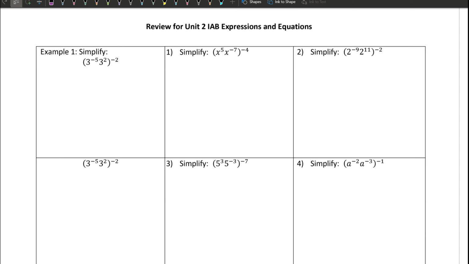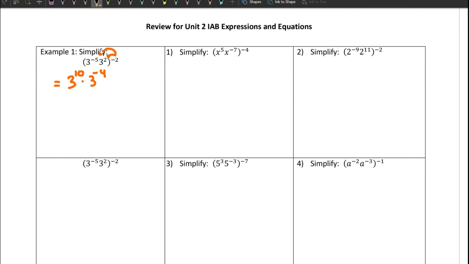Okay, example 1. So you have a problem: 3 raised to negative 5 times 3 to the second power, and the whole thing raised to the negative 2. We can solve this one by using the power rule, where you distribute the power to power, which means multiply. So you will have 3 to the negative 5 times negative 2, which means 3 to the positive 10. And then 3 to the second power times negative 2, which means 3 to the negative 4.